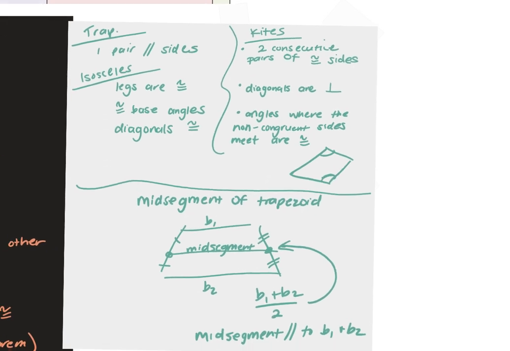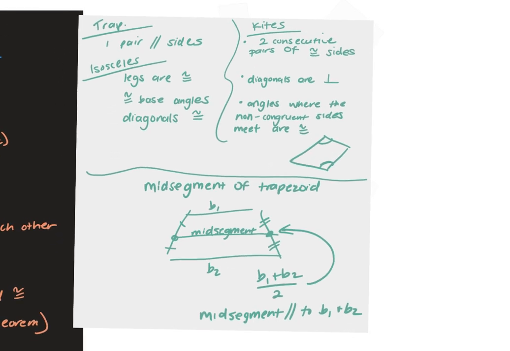Then we got into trapezoids, kites, and the mid-segment of a trapezoid. Trapezoid had one pair of parallel sides. The isosceles trapezoids have congruent legs and congruent base angles, and the diagonals are congruent. Kites have 2 consecutive pairs of congruent sides. The diagonals are congruent, and the angles where the non-congruent sides meet are congruent. And then the mid-segment of a trapezoid hits the legs at their midpoints. It's parallel to both other sides. And to find the measurement of the mid-segment, we do base 1 plus base 2 divided by 2.